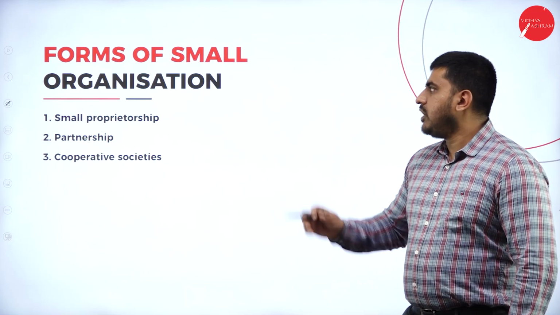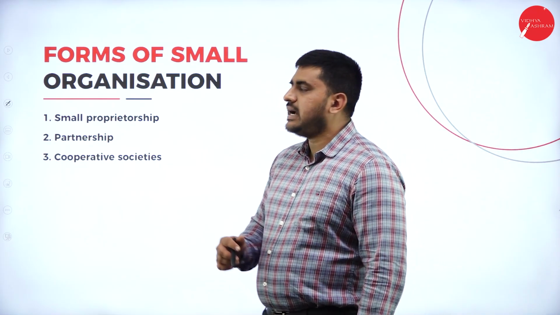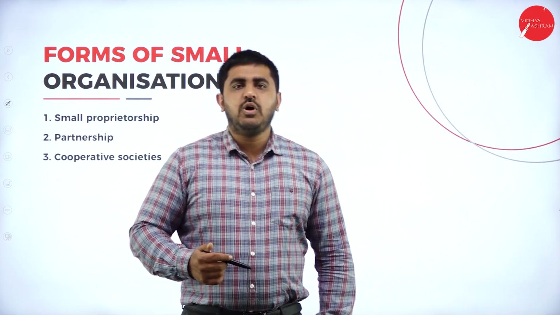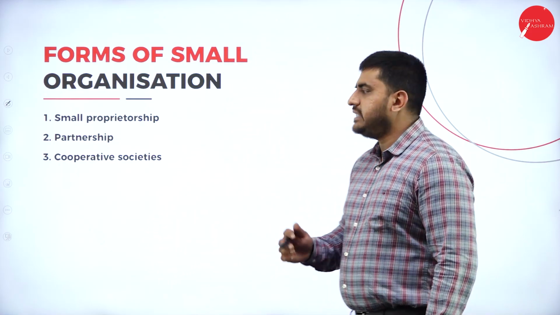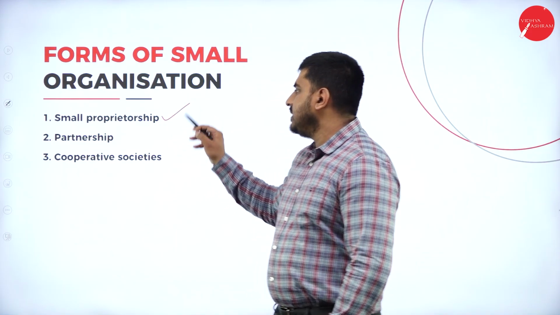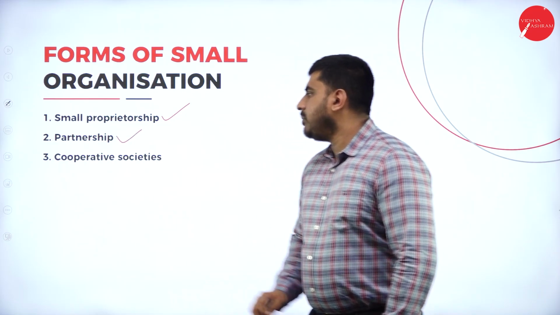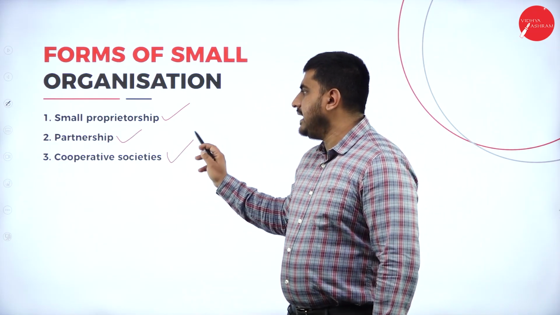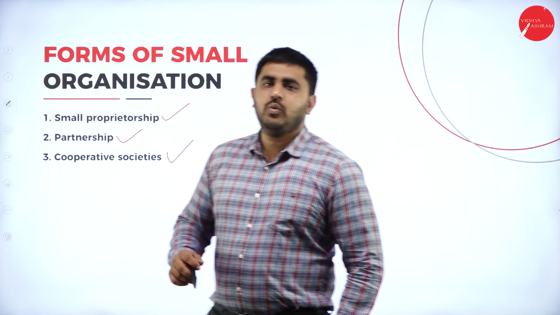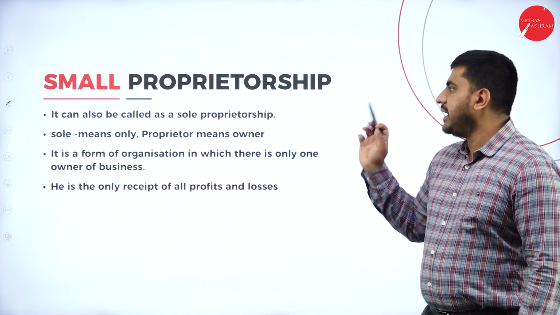So next, forms of small organization. So these are the three forms where small organization can be set up. So they are small proprietorship, partnership, cooperative societies. So we will understand one by one.